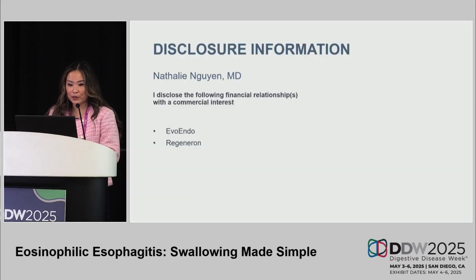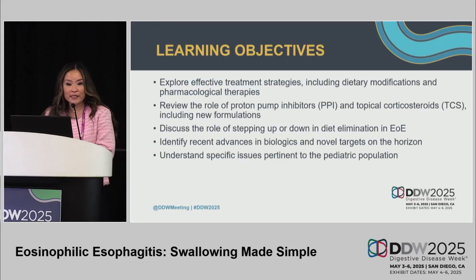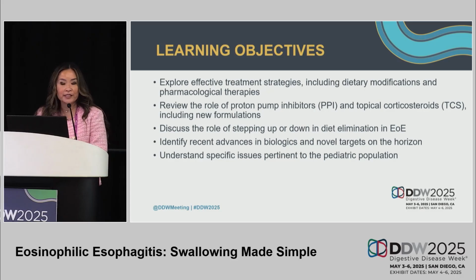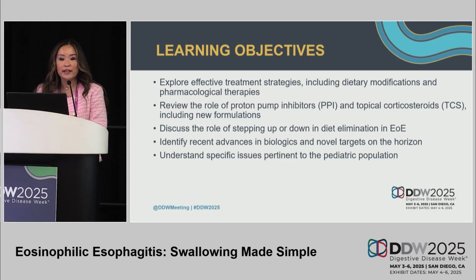These are my financial disclosures. So our objectives today will be to explore effective treatment strategies, including dietary modifications and pharmacological therapies. We'll review the role of proton pump inhibitors and topical corticosteroids, including the newer formulations. We'll discuss the role of stepping up or down in diet elimination, identify recent advances in biologics, and focus on some novel therapeutic targets that are on the horizon, and then understand specific issues that are pertinent to the pediatric population.